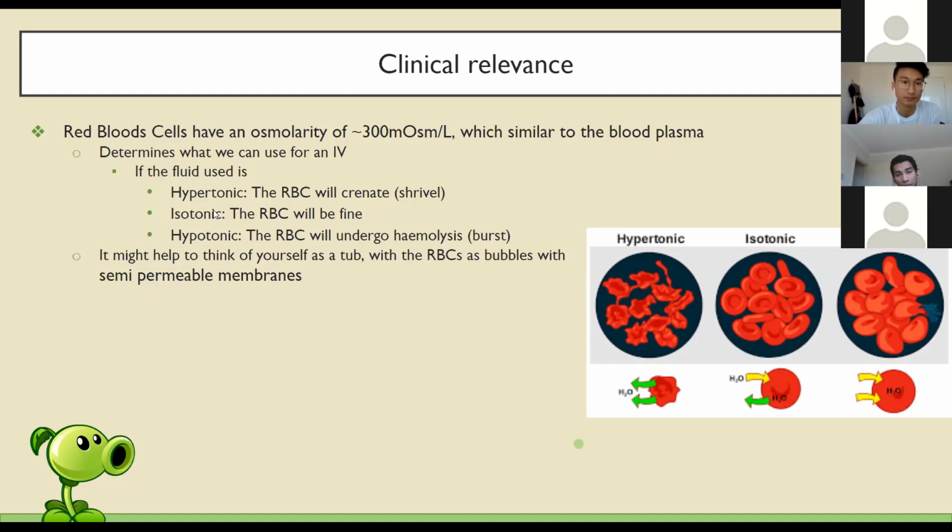It might help to think of yourself as the tub from before, with the red blood cells as little bubbles with semi-permeable membranes containing your solutes.